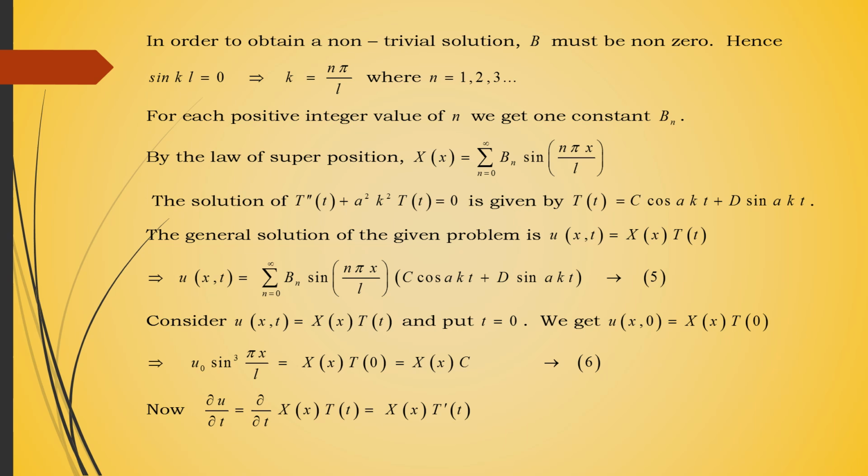Now consider u(x,t) = X(x) T(t). Here we use our next two initial conditions which were given in the problem. Put t equals 0 here. Then we get u(x,0) = X(x) T(0).